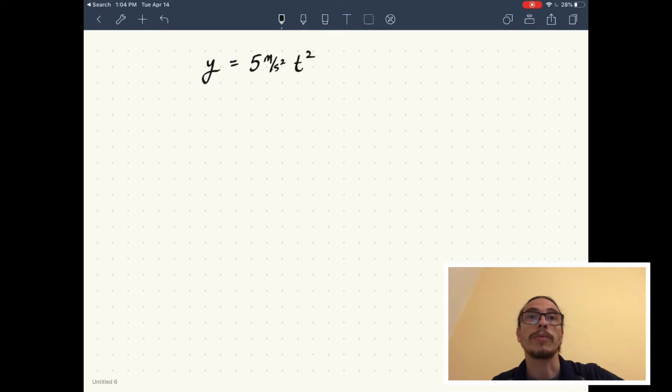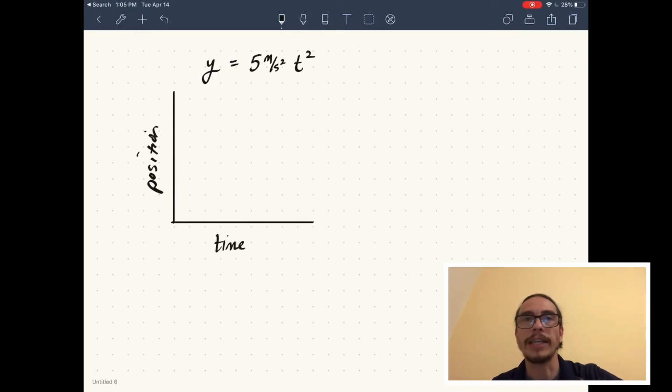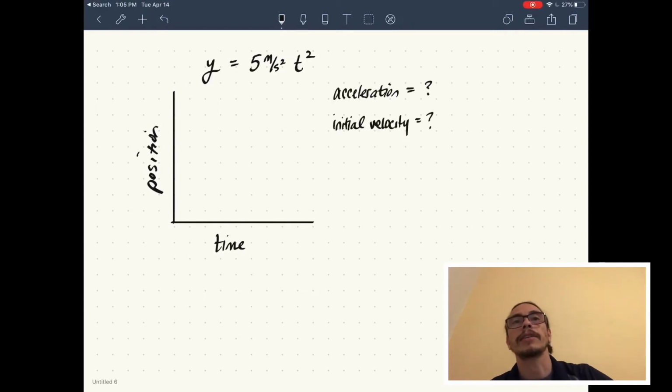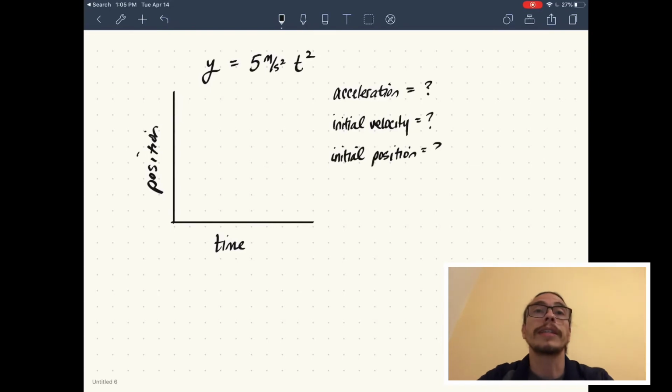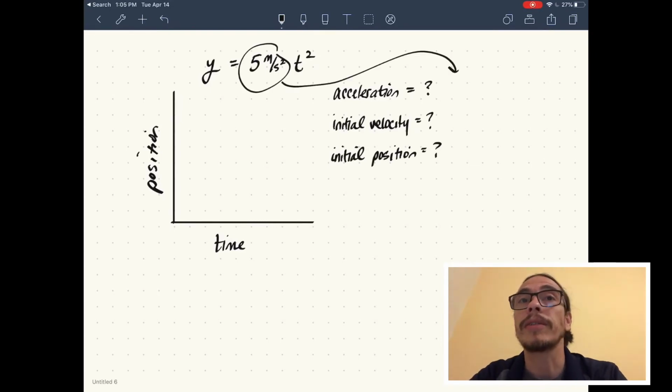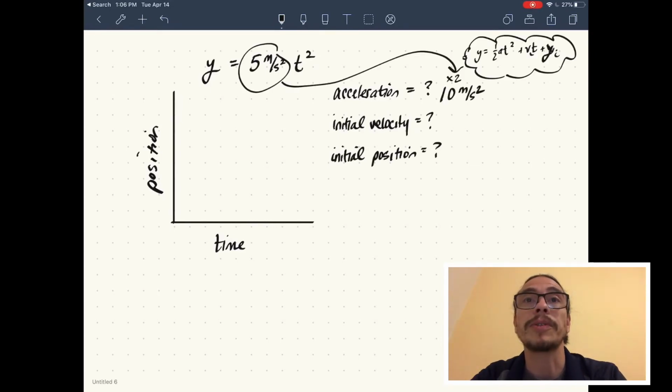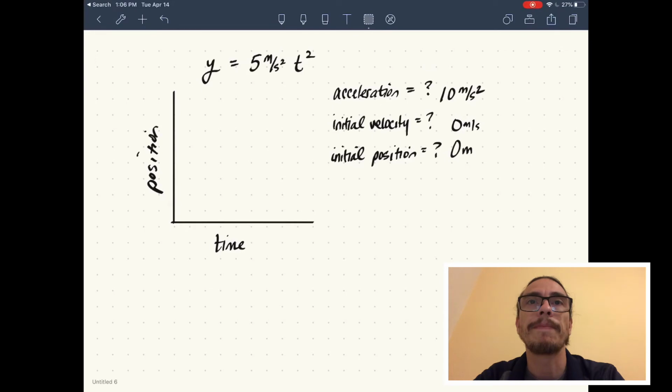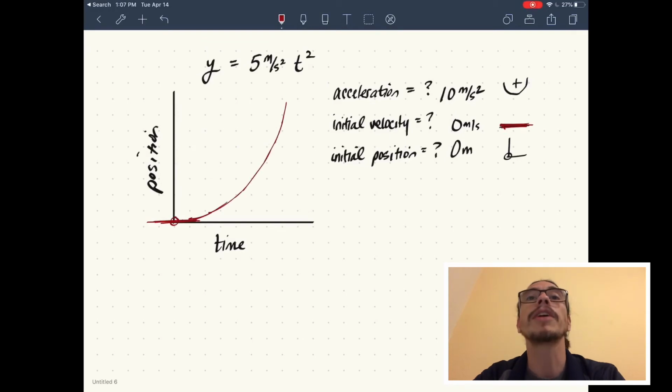Well, let's look at this one. What about y equals 5 meters per second squared t squared? Oh, notice that's like our case before where initial velocity was 0 and our position was 0. So let's take a look. Remember what the acceleration is. We have to double that. 10 meters per second squared. I'm thinking about, oh, there's no term, so that must be 0 for both of those things. Okay, that means my initial velocity is flat, right? It's a flat curve, and then it curves up from there because it's a positive concavity.